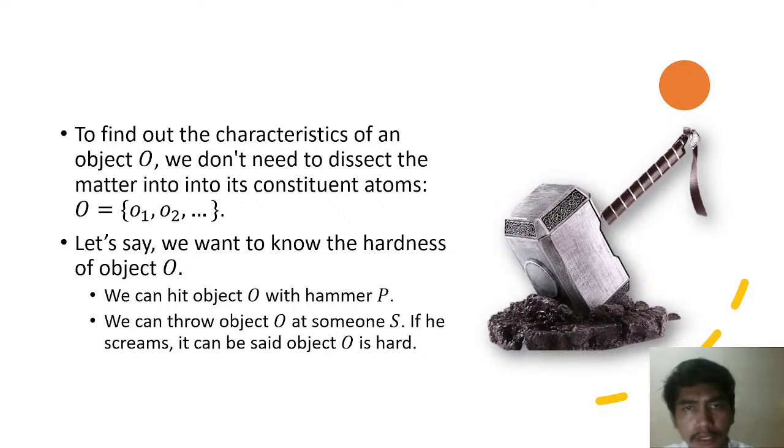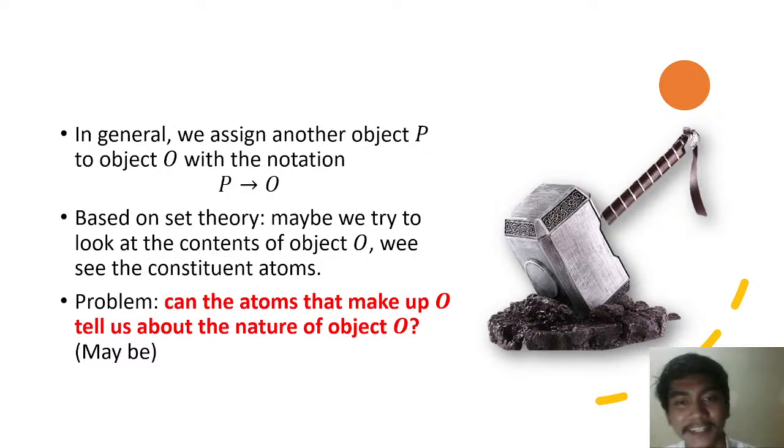Or let's say we want to know the hardness of object O. We can hit object O with hammer P. Or we can throw object O at someone else. If he screams, it can be said object O is hard. Or maybe we throw something that is not hard like a sponge, but he still screams. That means he's overreacting. In general, we assign another object P to object O with the notation P arrow O.